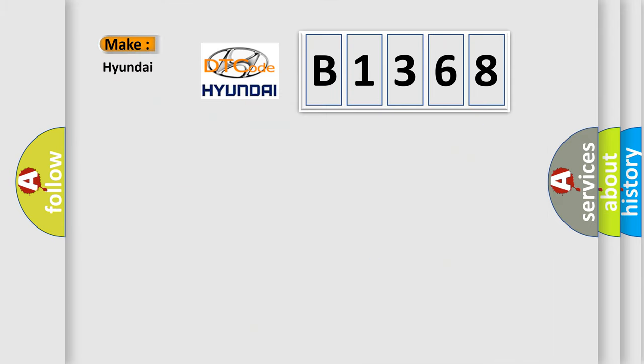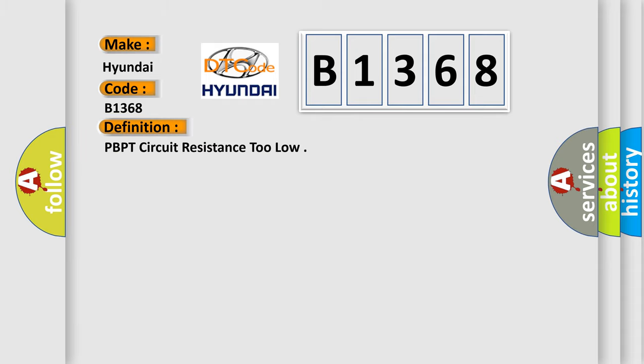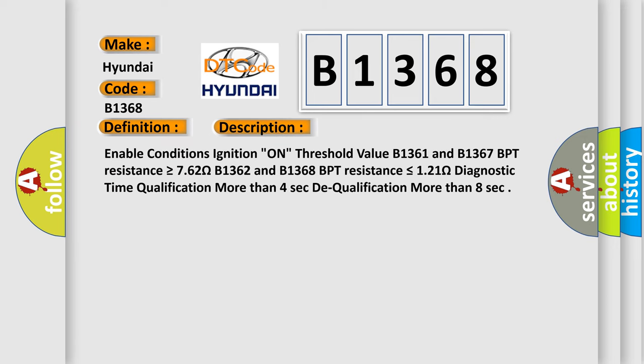So, what does the Diagnostic Trouble Code B1368 interpret specifically for Hyundai car manufacturers? The basic definition is PBPT circuit resistance too low. And now this is a short description of this DTC code.